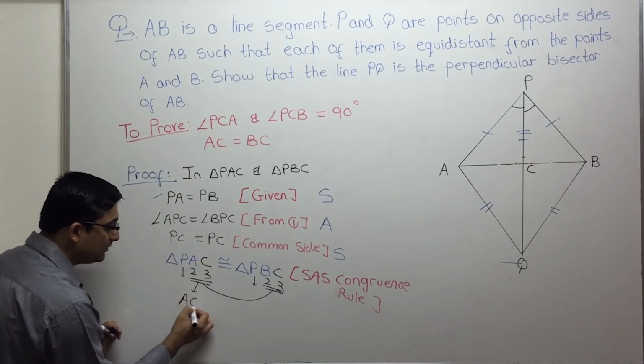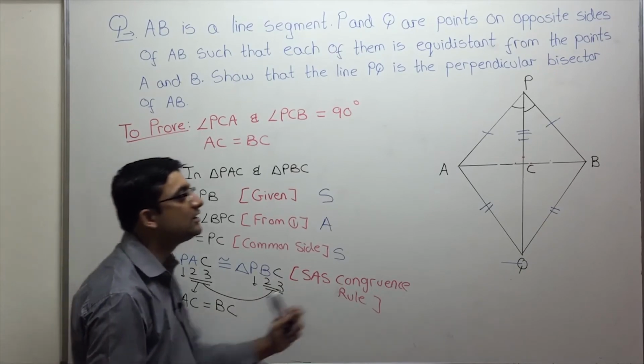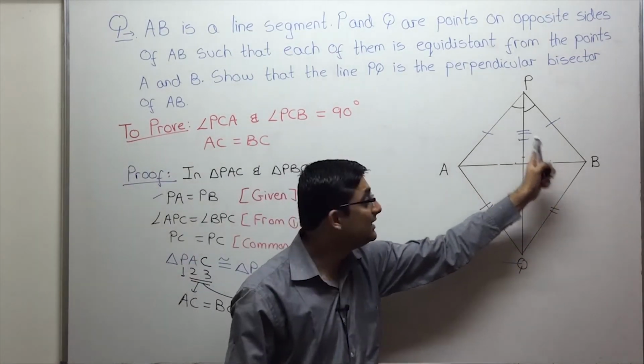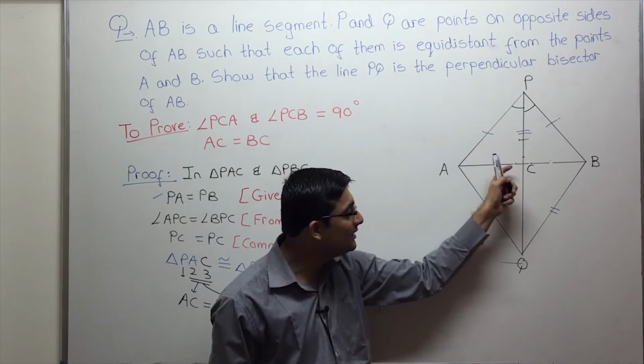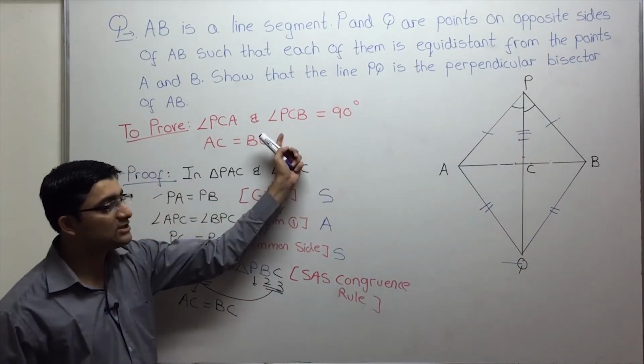AC corresponds to the second and third letter here, that is BC. So we have got AC is equal to BC. That means PQ is the bisector of AB. It is dividing AB in two equal parts. First thing, AC is equal to BC.